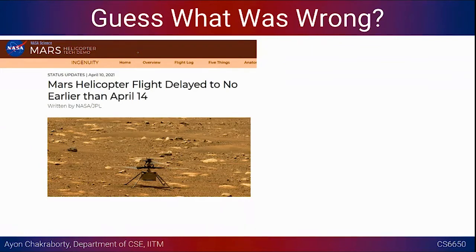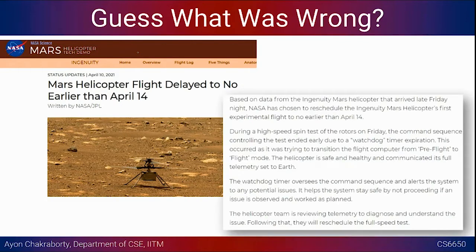If you go to NASA's website, you can actually read up on what really happened. I'll just read that for you. Based on the data from this Ingenuity Mars helicopter that arrived late Friday night, NASA has chosen to reschedule the Ingenuity Mars helicopter experimental flight. During a high-speed spin test of the rotors on Friday, the command sequence controlling the test ended early due to a watchdog timer expiration.